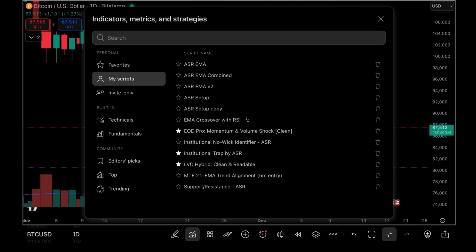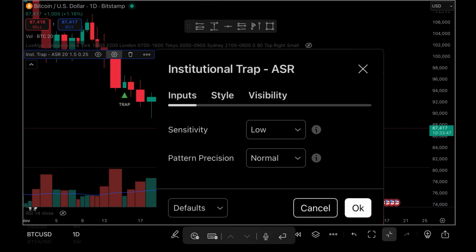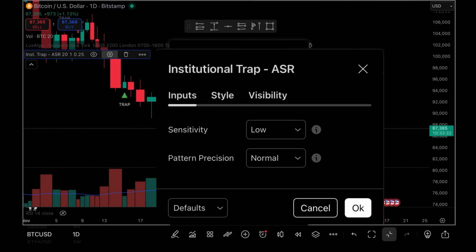Now that the chart is open, let's add the institutional trap indicator. Go ahead and open the indicator settings. You can always adjust these parameters later to match what works best for your trading style. For this video, I'm sticking with the default settings. The only change I'm making is to the volume spike multiplier, lowering it from 1.5 to 1. Sometimes less tweaking is more clarity. Let the market do the talking.